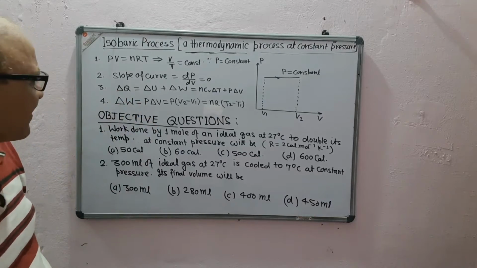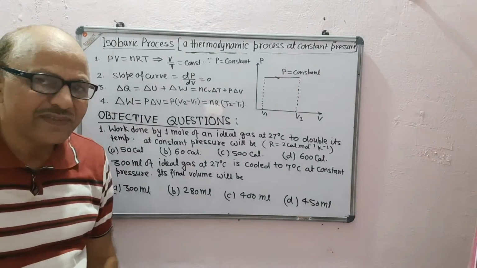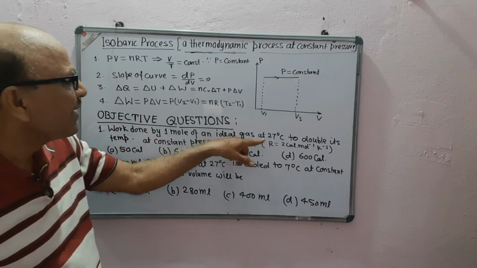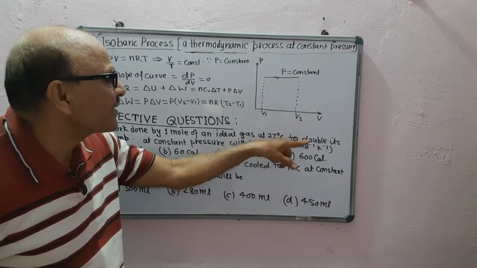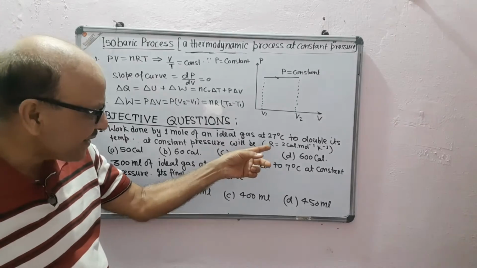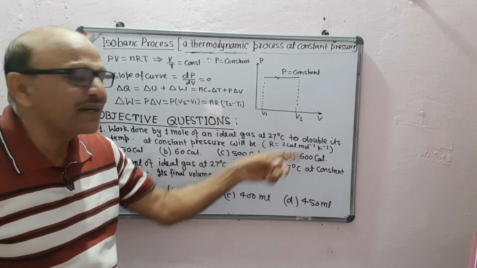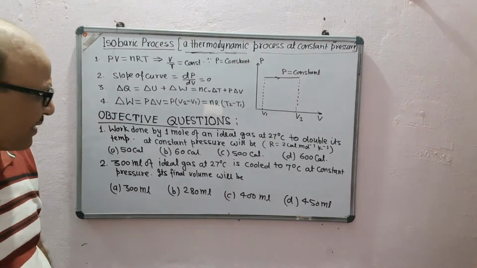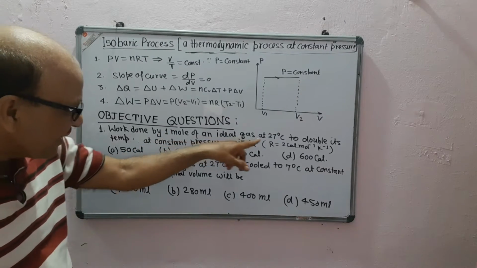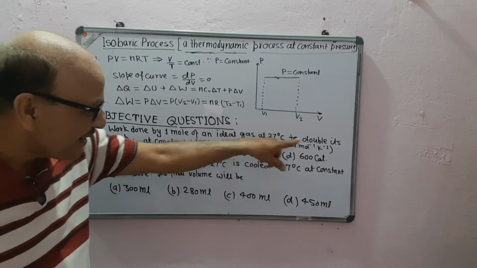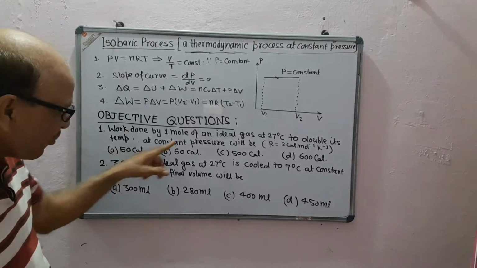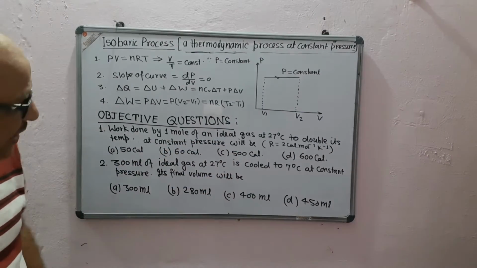Now let us take some objective questions. First question: the work done by 1 mole of an ideal gas at 27 degrees Celsius to double its temperature at constant pressure will be? Here R is given to be 2 calorie per mole per Kelvin. The gas is 1 mole, so n is 1, T1 is 300, and T2 is 2T1, doubled. Therefore the work done will be, let us calculate.